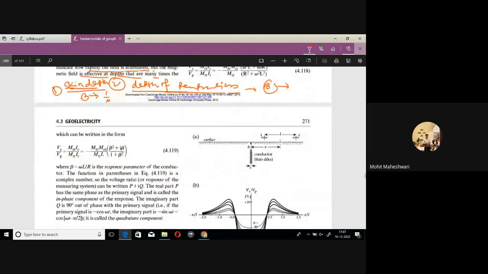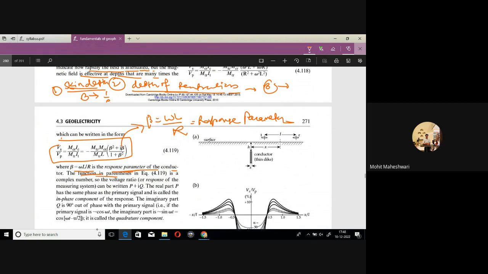So the final result is given by this formula. This is a very, very important formula, where beta is defined as omega L by R, which is known as the response parameter. This term is also very important; we will talk about that in a moment. Beta equals omega L by R is the response parameter of the conductor.